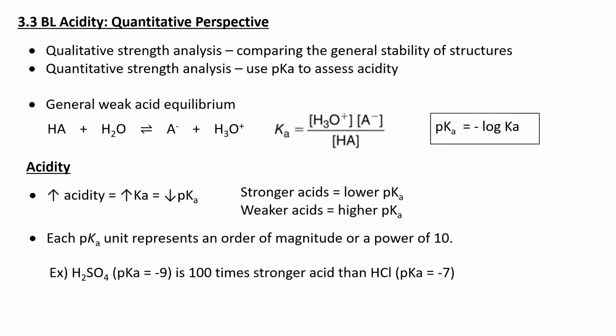In the next section, we're going to talk about quantifying acidity and basicity. We're going to be comparing different structures and trying to determine which is more acidic or basic. So the qualitative approach is where we look at the general stability of the structures, and the quantitative is where we're going to use pKa's to assess acidity. So we're going to be using pKa values to assess acidity.